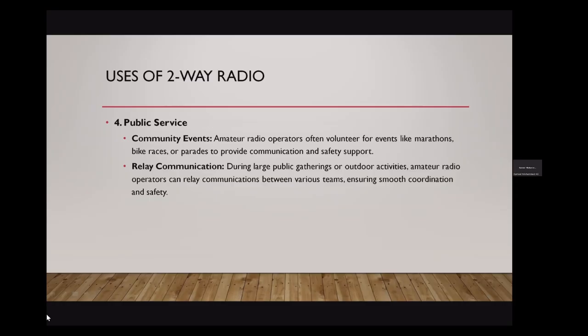For public service, in community events, amateur radio operators often volunteer for events, like, for instance, in bike races or parades, to provide communication and safety support. We also relay communication, for example, during large public gatherings or outdoor activities. Amateur radio operators can relay communications between various teams, ensuring smooth coordination and safety.